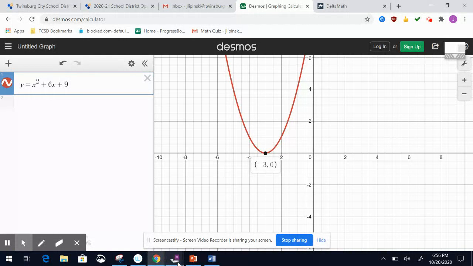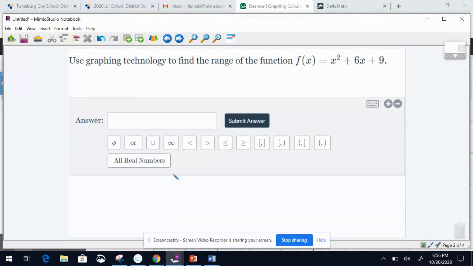So when I go to that problem, I would choose the bracket and then the parentheses because I'm going to start at the y value of the vertex, which is 0, and it ends at positive infinity, which is this button right there. If it's negative infinity, you just hit a negative and then click this button. Okay, so that's the domain and range. The domain is always the same. If this said find the domain, it would always be negative infinity to positive infinity.